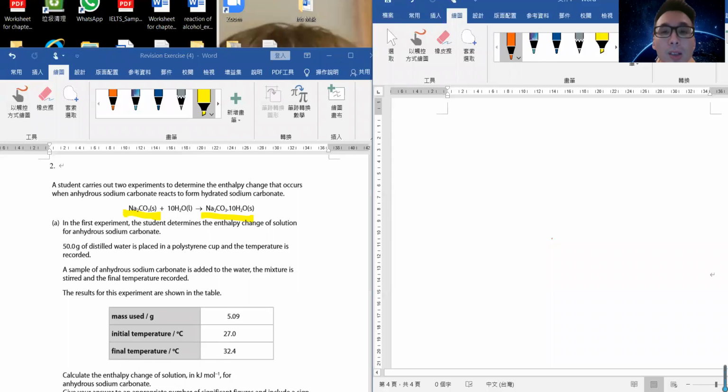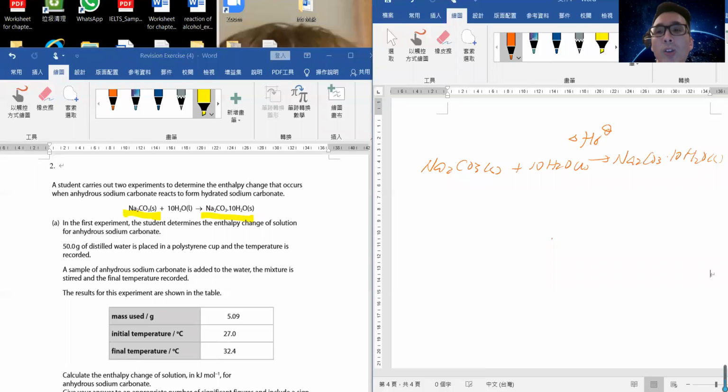The idea of this exam question is you have the anhydrous one, right? And you want to measure the enthalpy change of reaction after putting 10 water molecules into it. It's impossible for us to do this in the laboratory. However, we can do another experiment that is easier.